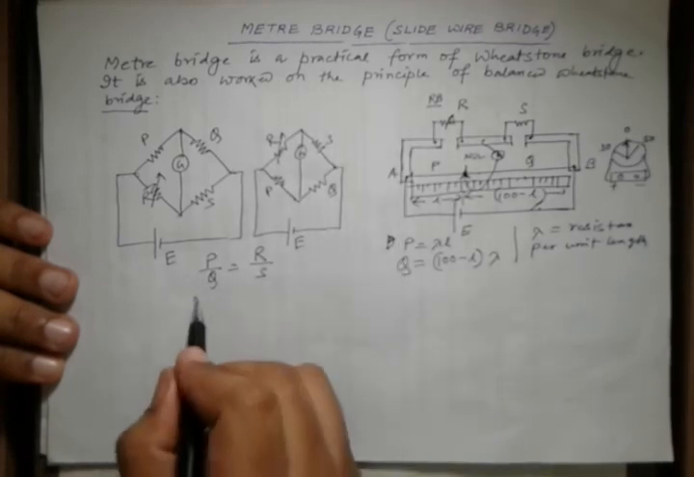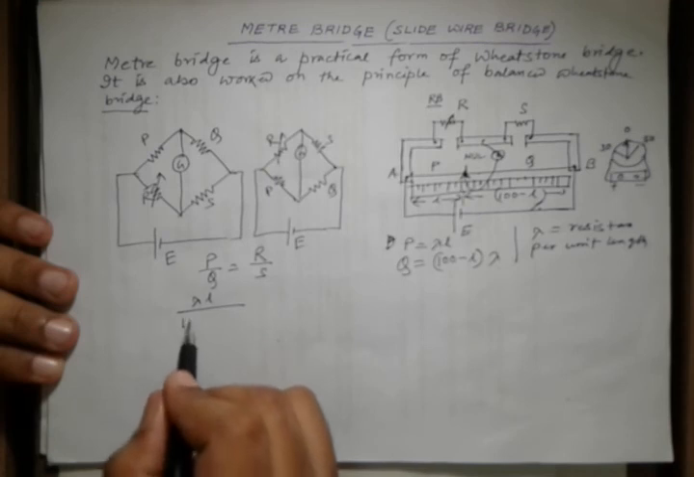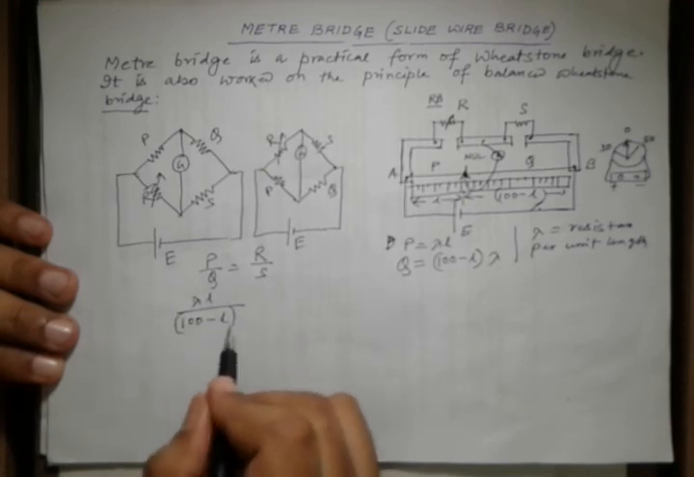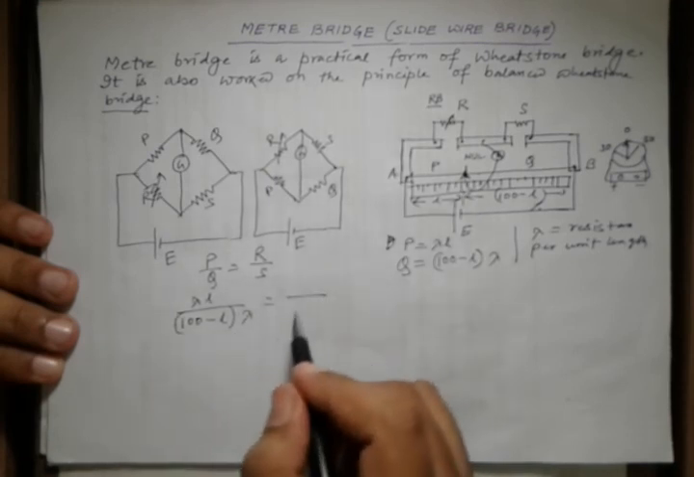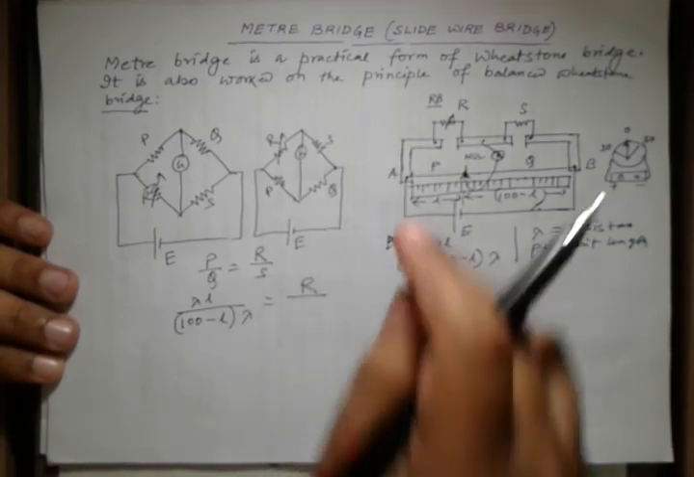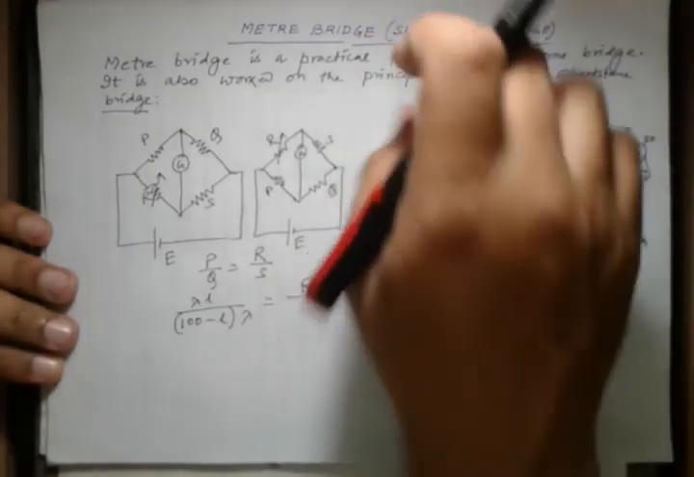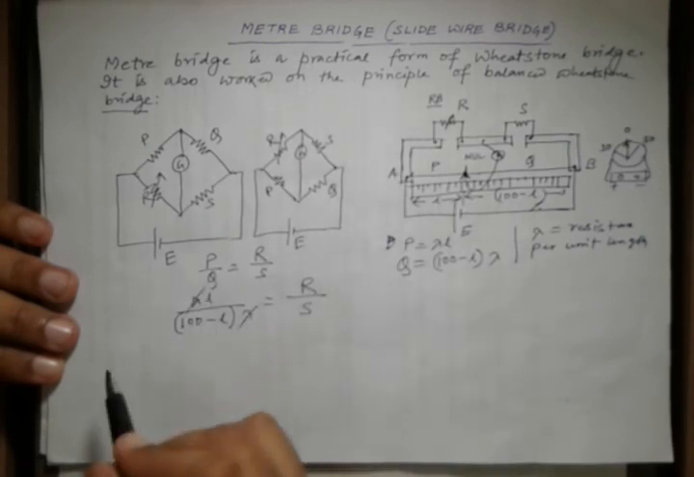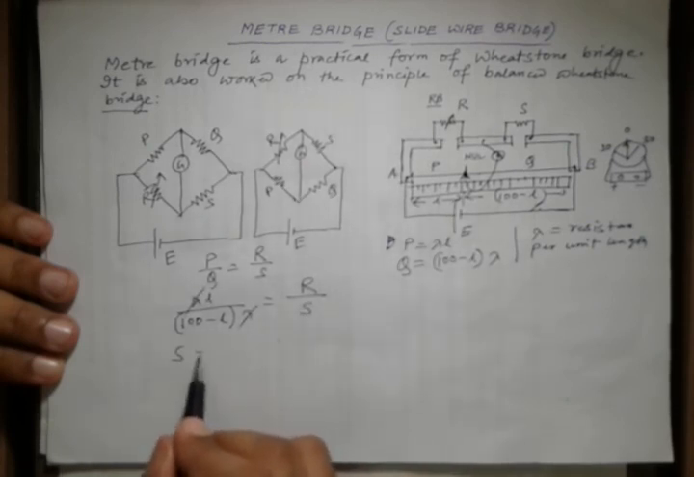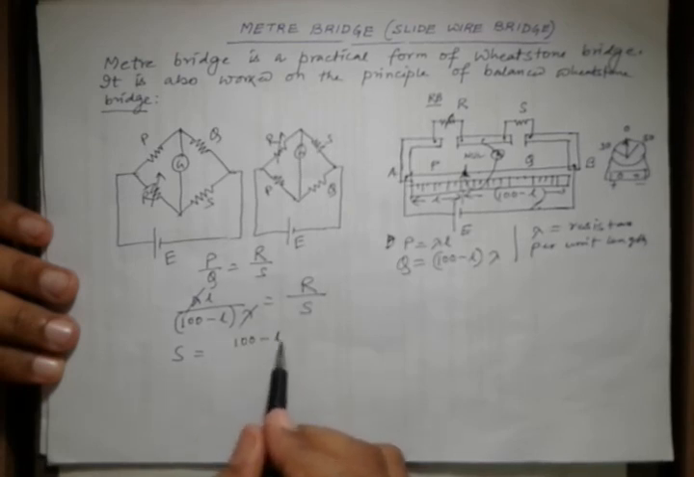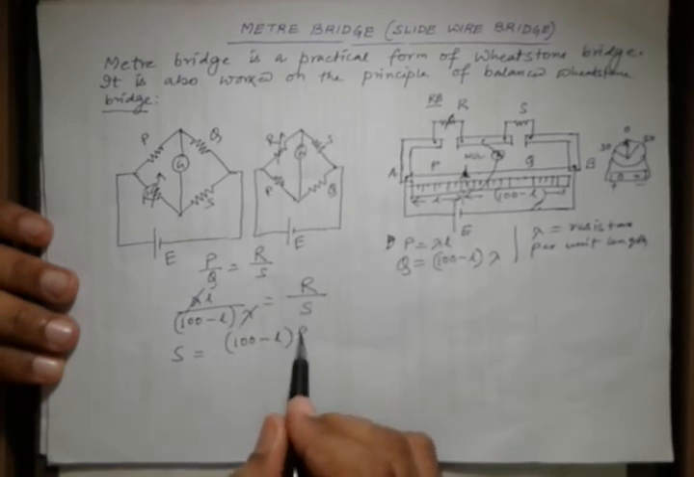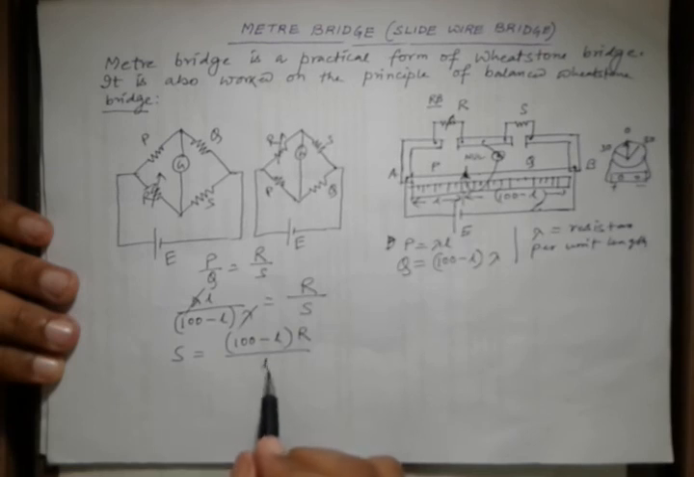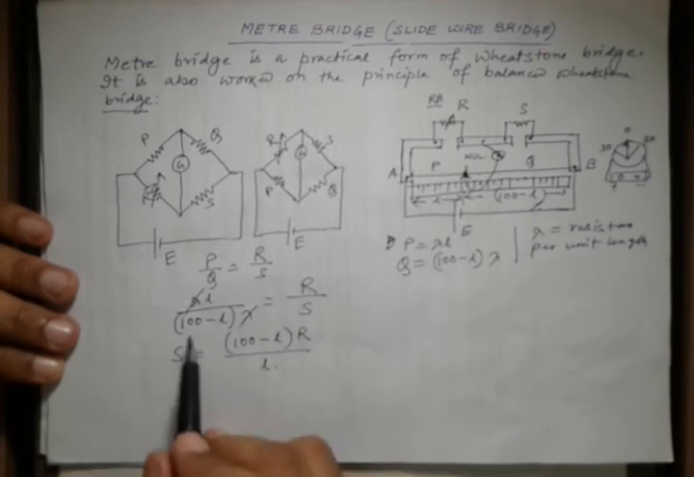So P is lambda into L, Q is (100 minus L) into lambda, and R is the already known value. You can see the value from the resistance box itself, and S is unknown. Then see, lambda will get cancelled. You have to find out S. So S is equal to (100 minus L) into R by L. So this is your formula.